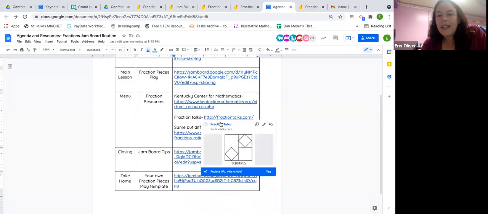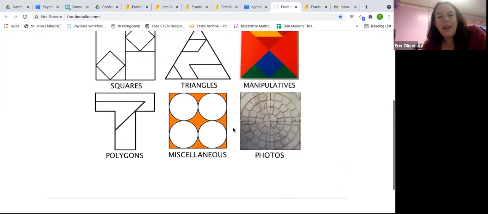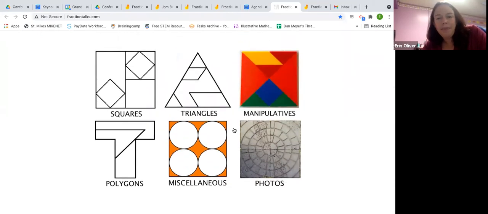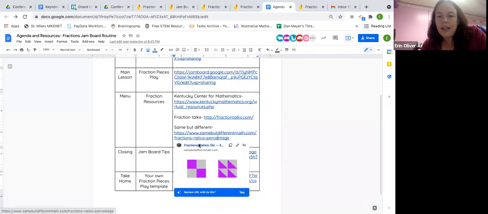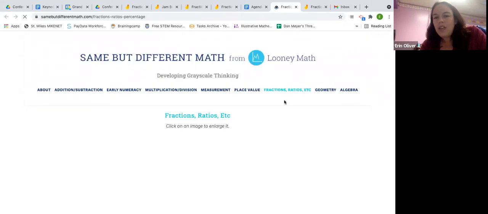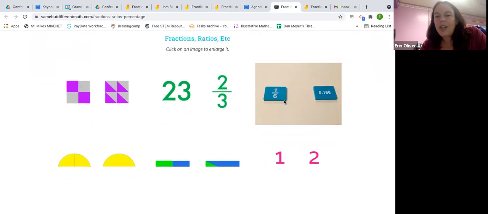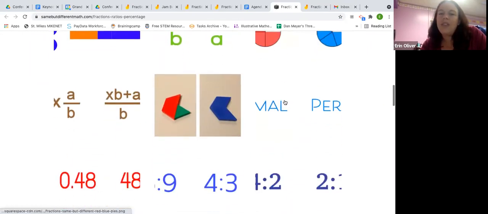Fraction Talks, this is where I got that visual image. And there are so many of them. And some of them are really tricky. But I pulled one of these probably 2 or 3 times a week. And same but different, another number sense routine that has a whole chunk related to fractions and ratios. And so this is another place to build in a visual image warm up.